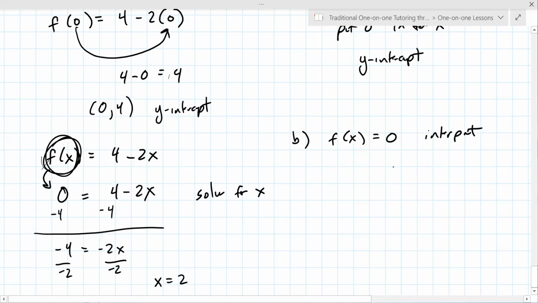And I told you this in the previous part. I said, this is the x-intercept. So when it says interpret, you better say x-intercept, which is (2, 0).